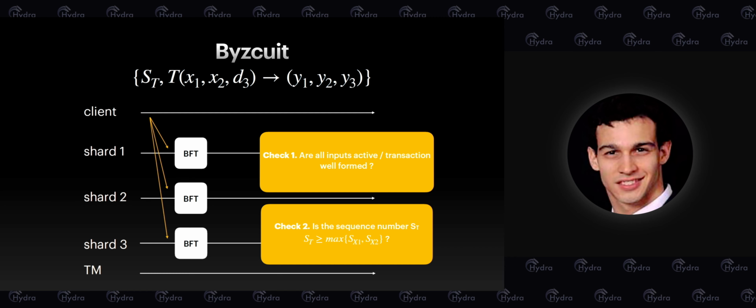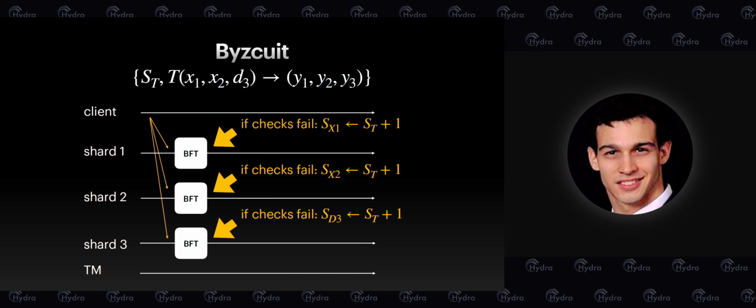So now, a shard receives the transaction. What's the first thing that happens? So first, check 1. As usual, they will check that the transaction is well formed and that all input objects are active and that they can be used for the transaction. Then check 2, every shard would make sure that the proposed sequence number is bigger than the sequence number of all the objects it manages. If the check fails, before we were simply unlocking objects and emitting abort, now what we do is that we increment the sequence number of every object of the shard by st plus 1.